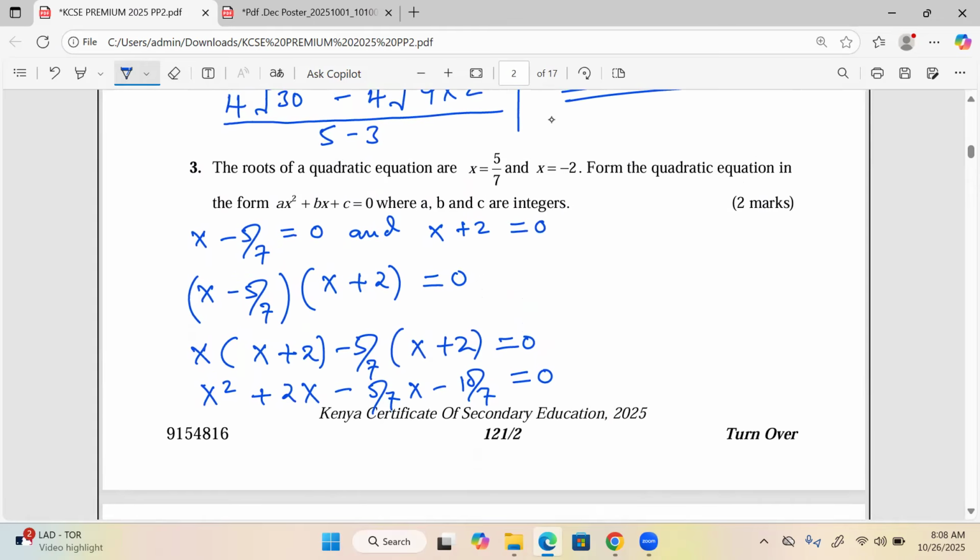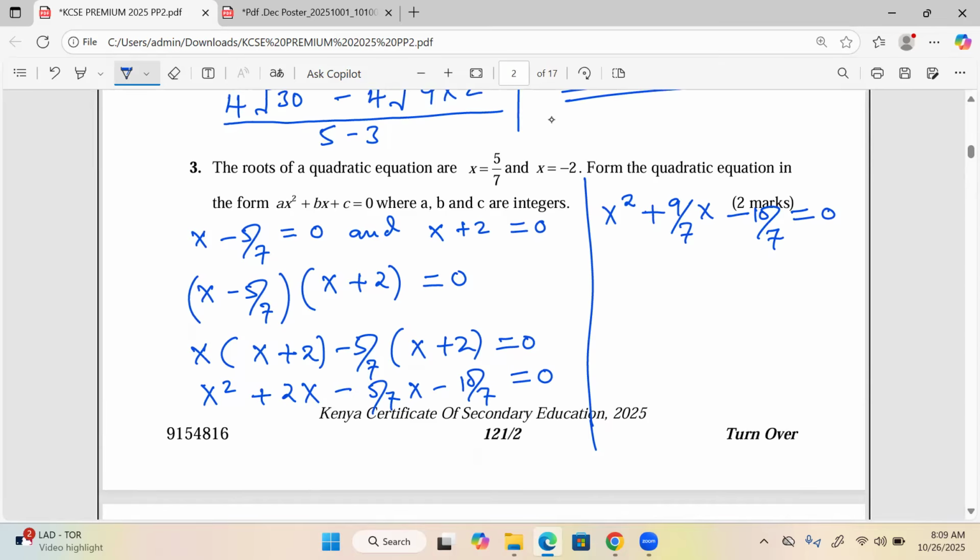Can we do some grouping of terms here? Yes, please allow me to do the same. So we can start with x squared. Then 2x and -5/7x, 2 minus 5/7, because those are values of x. We get 1 and 2/7, which is 9/7, x, then minus 10/7 equals to 0.